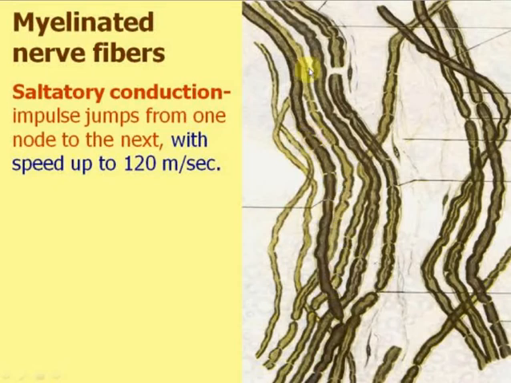Myelinated nerve fibers can conduct nerve impulses with very high speed, up to 120 meters per second. Impulses jump from one node of Ranvier to another, a wave of depolarization jumping from one node of Ranvier to the next.